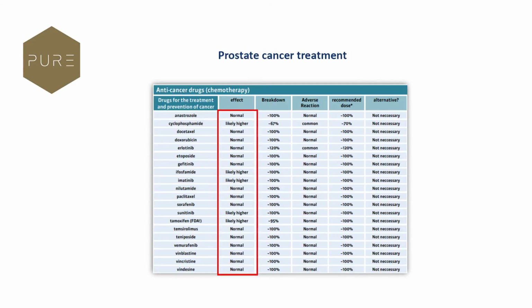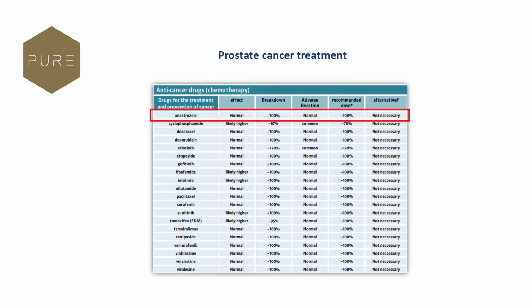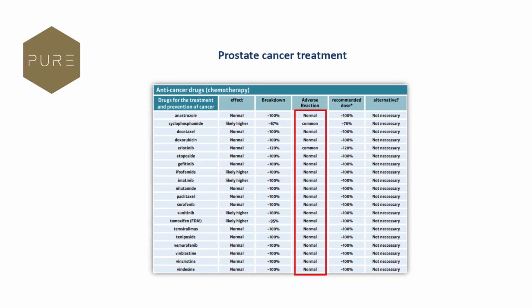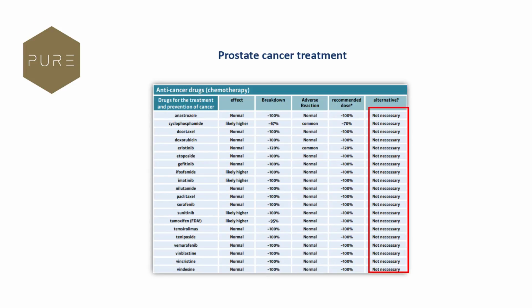This is the effect. So this drug will have normal effect. Some people have a slightly higher effect because their drugs might be activated more quickly. Then the breakdown is different. So for some people it's 100%, or for some drugs, some it's 95%. Some people have more common adverse reactions which should be avoided, and the recommended dose might also differ. And if an alternative is recommended, if the drug really is not broken down at all, then you would see here that an alternative drug would be advisable.